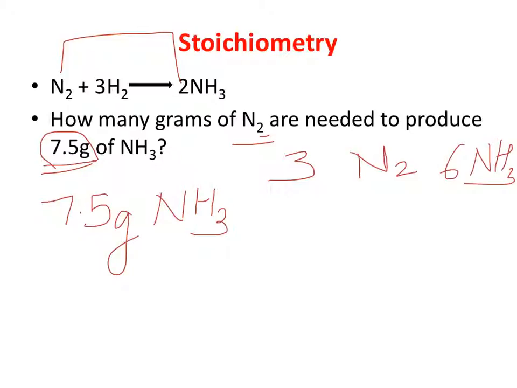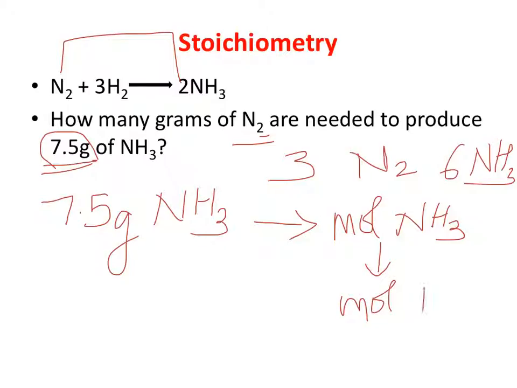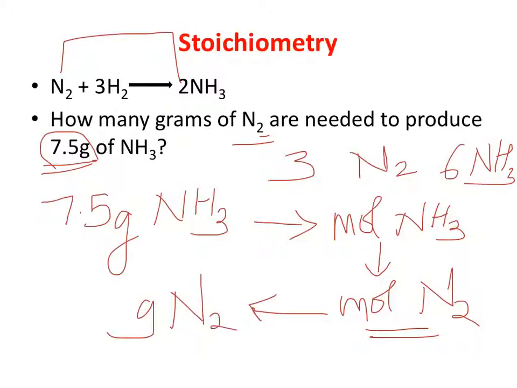Then what we have to do is convert this grams of ammonia to moles of ammonia. And then using the equation, convert the moles of ammonia to moles of nitrogen. You know it's a 1:2 ratio or 2:1 ratio. And this moles of nitrogen you will now convert to grams of nitrogen. And those are the steps that we are going to do in the next slide.